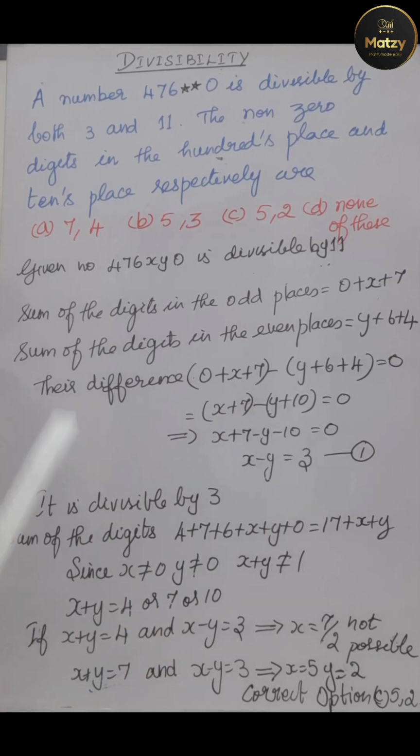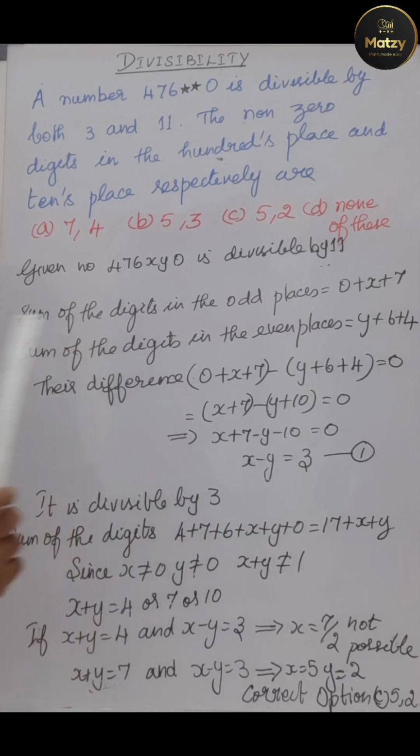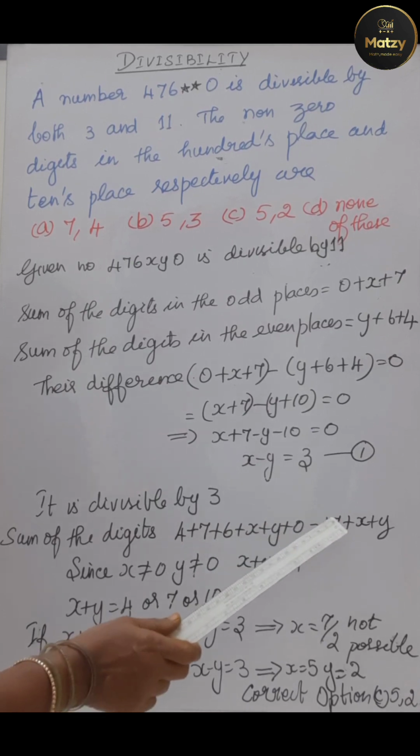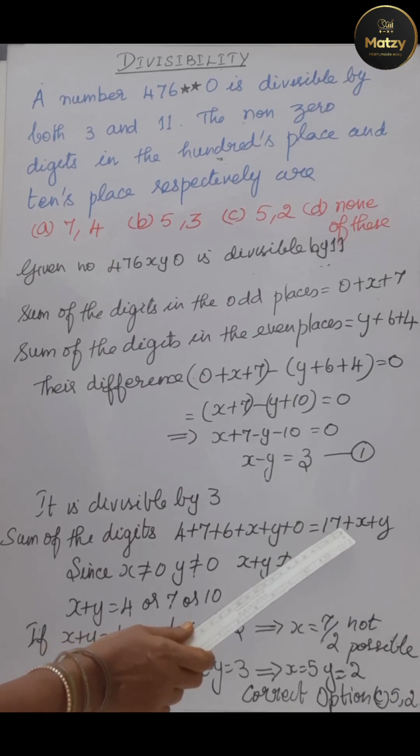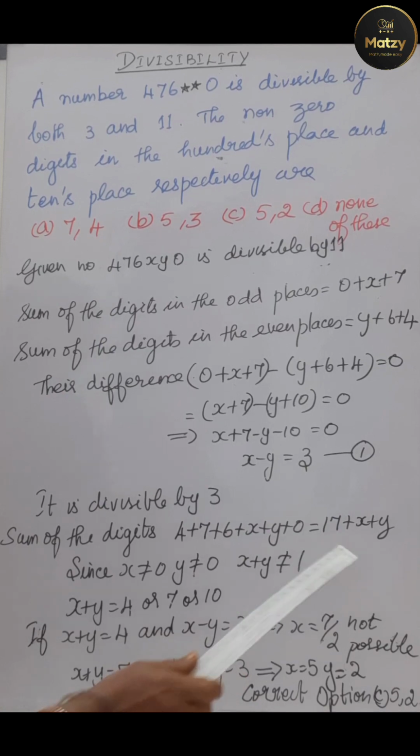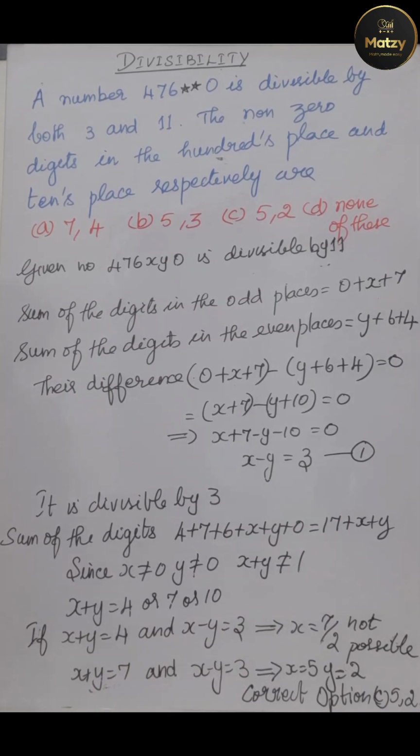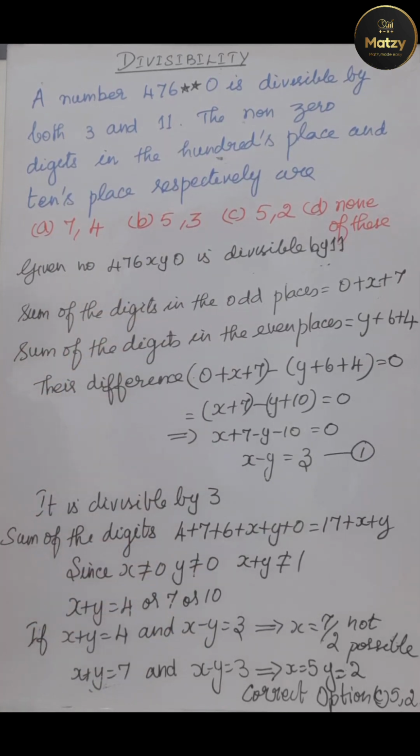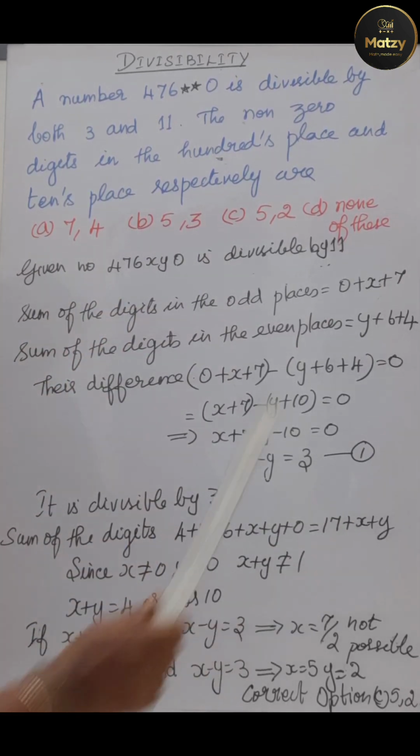First equation I got. Then this number is divisible by 3 also. So what is the divisibility condition for 3? The sum of the digits is divisible by 3. So I am adding all the digits: 4 plus 7 plus 6 plus x plus y plus 0. After addition I got 17 plus x plus y. If you add 1 to this 17, it will be divisible by 3. But it is not possible because x and y should be non-zero digits, as given in the problem. So x is not equal to 0, y is not equal to 0.